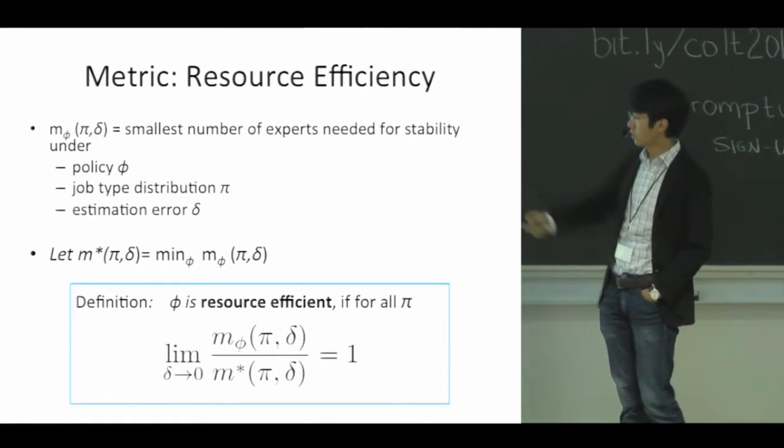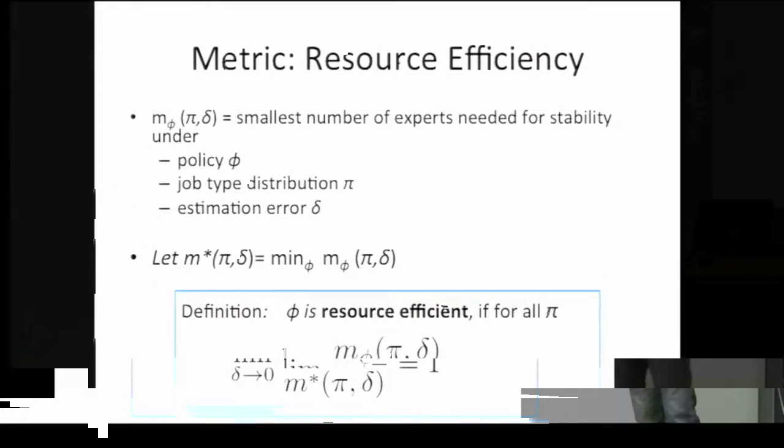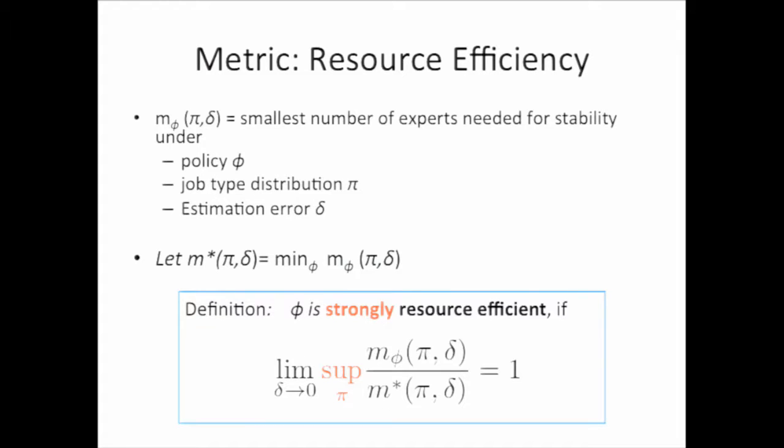So for a given policy phi, we call the policy resource efficient if for all input distributions pi, the ratio between the number of people I need under phi and the number of people some theoretically optimal algorithm needs converges to 1. So asymptotically, I need minimal system resources to do the job. And a stronger notion is called strongly resource efficient, if such convergence does not even depend on what kind of input mixture I'm getting.